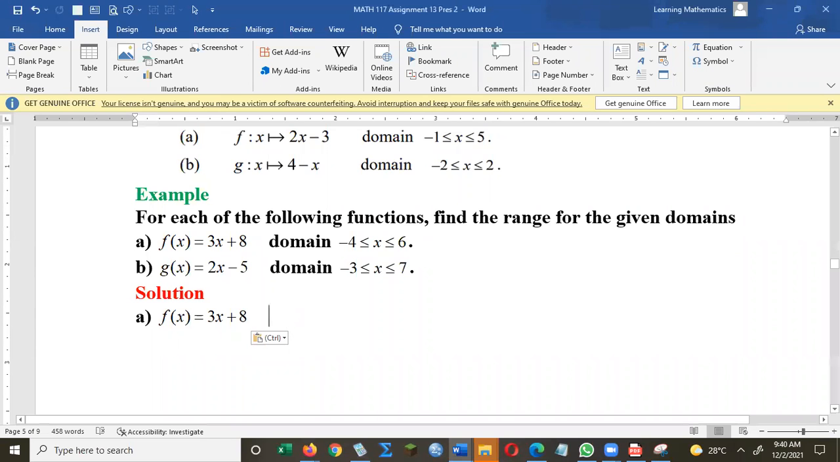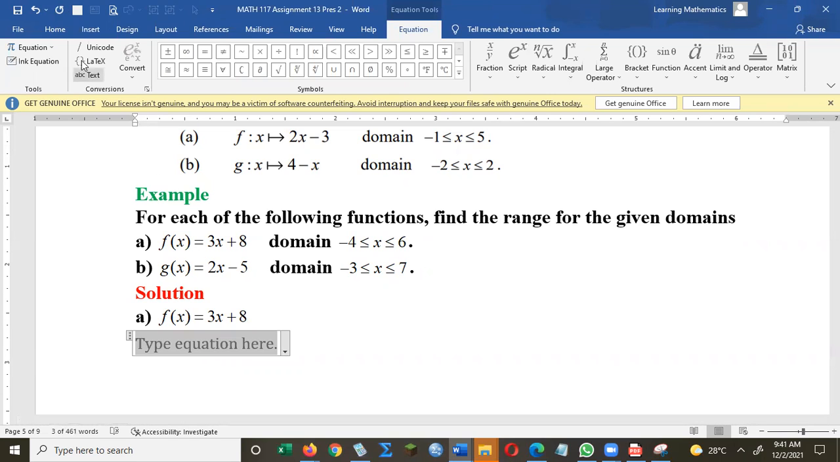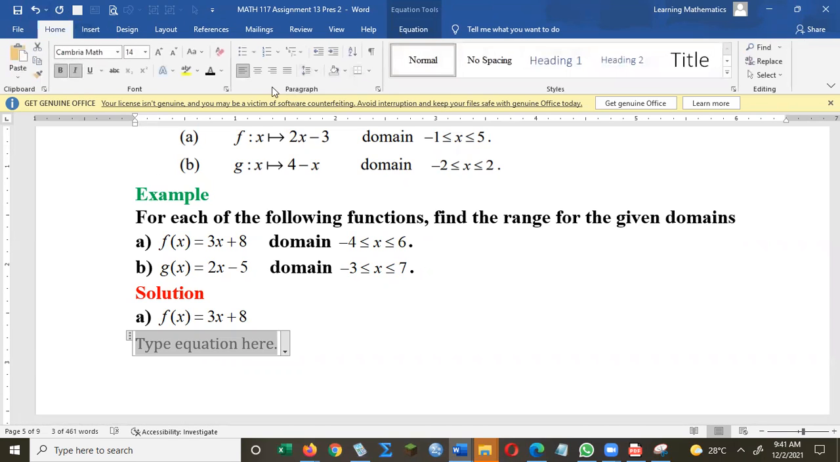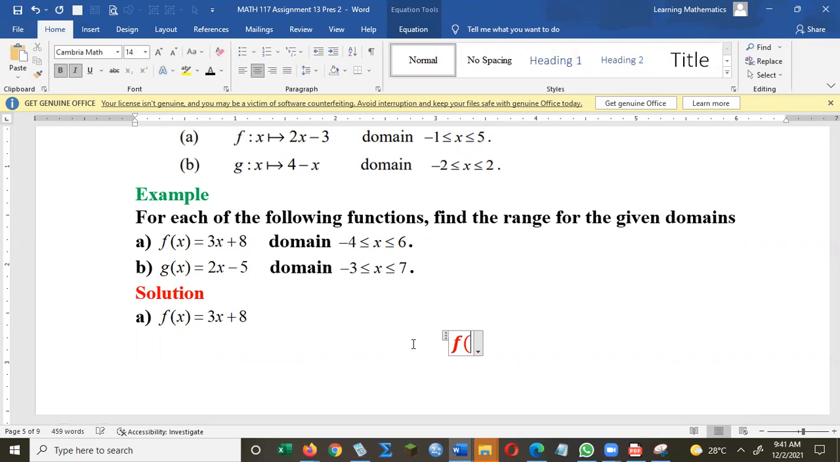Right. So basically what you do now, you take the -4 and you find f of -4. Look, you don't have to write all the numbers. Just those two numbers alone you need to do. That's why I left it for that, because I know it's a simple process.